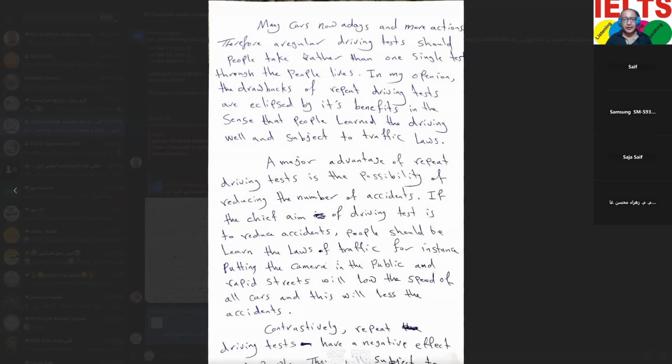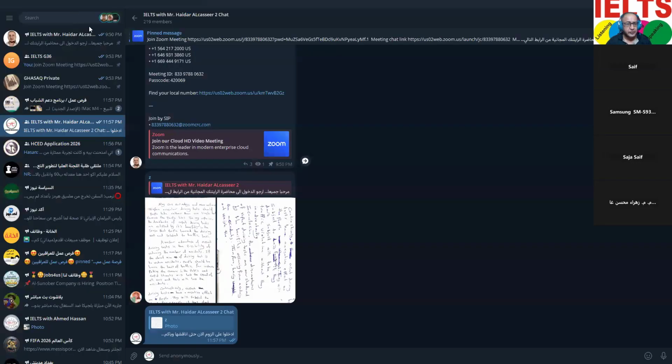A regular driving. Firstly, it should be separated. Secondly, writing A here is a mistake because you use tests. A means one, you need to delete A. Regular driving tests should people take? No. You need to change the order of the sentence here. And secondly, it does not give the entire meaning of the statement. Let's go back to the statement here.